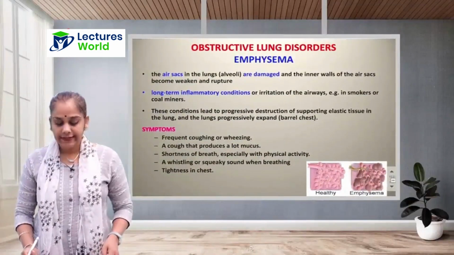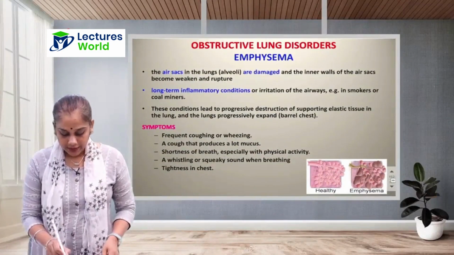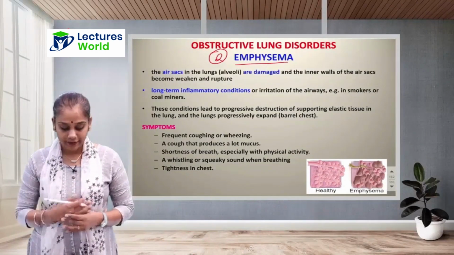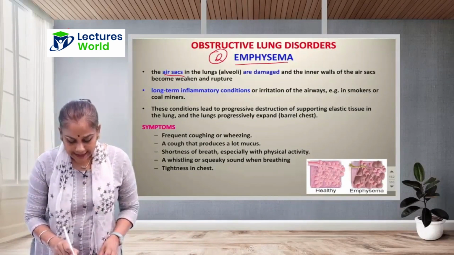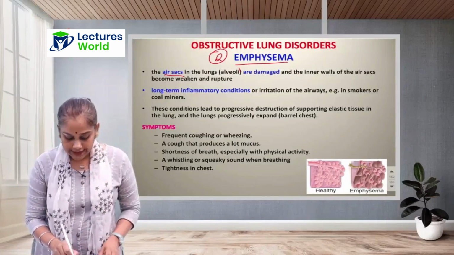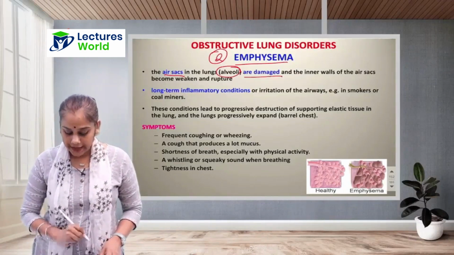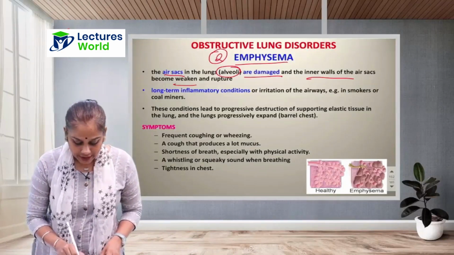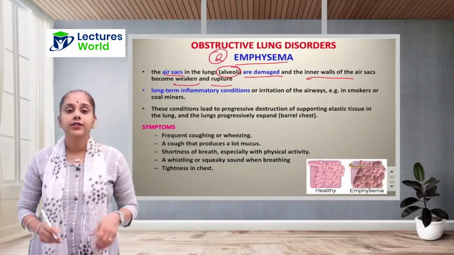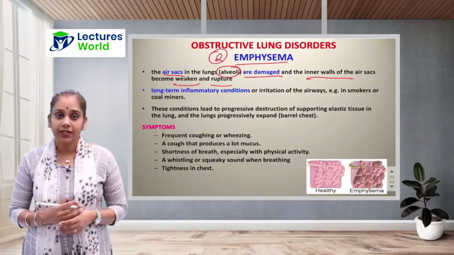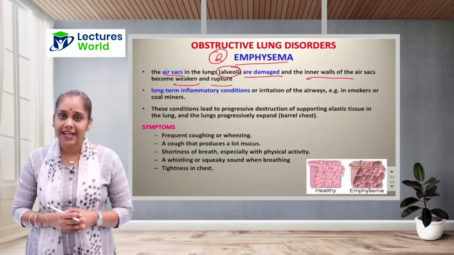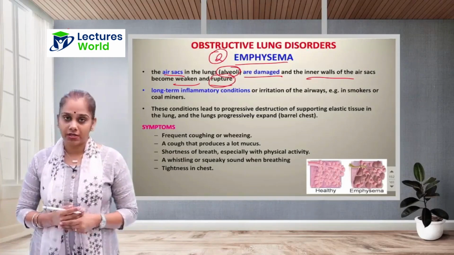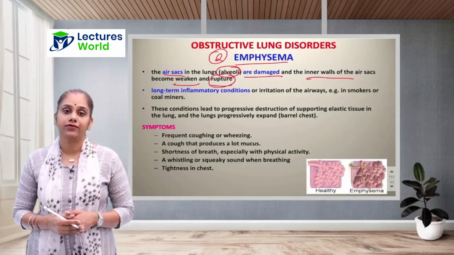Now in the obstructive lung disorders, the second condition is known as emphysema. What is emphysema? The air sacs in the lungs, or alveoli, are damaged and the inner wall of the air sacs becomes weak and may rupture. So the alveolar wall becomes damaged or weak and might rupture. That is known as emphysema.